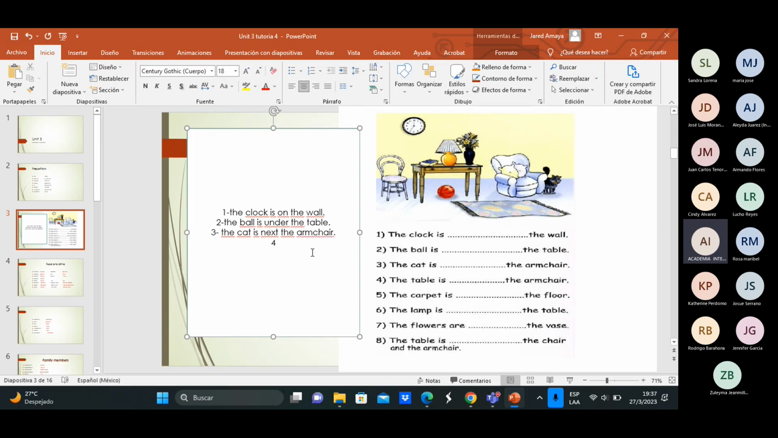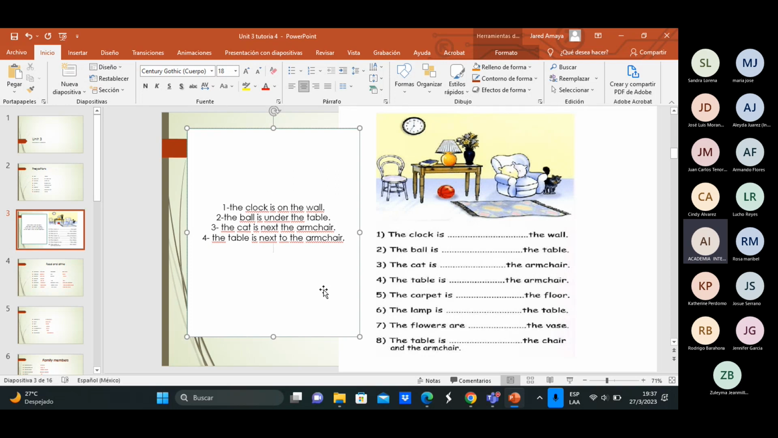Number four. How would you make the sentence number four? Similar. The table is next to the armchair. Yeah, it makes sense. Yep, the table is next to the armchair. Yep, makes sense. The table is next to the armchair. That's perfect.